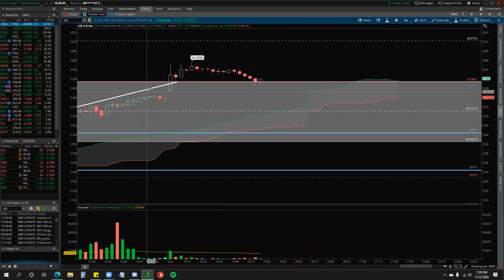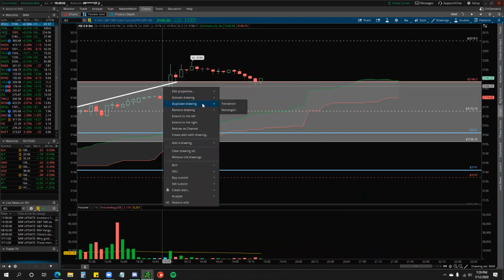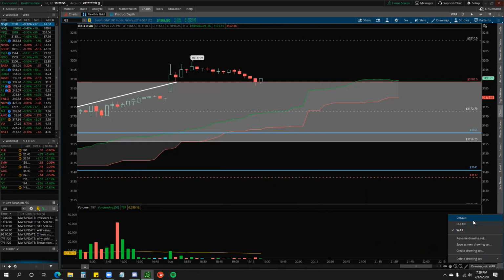Where do we open tomorrow? We might hold this all night, guys, right? We might open on this key zone here. Let's just go to a new chart.